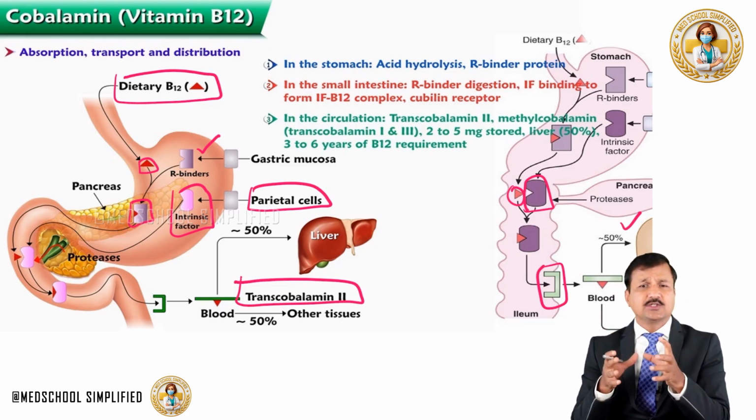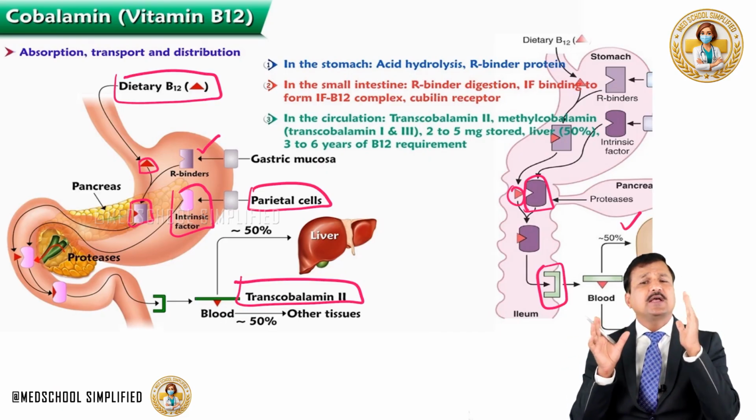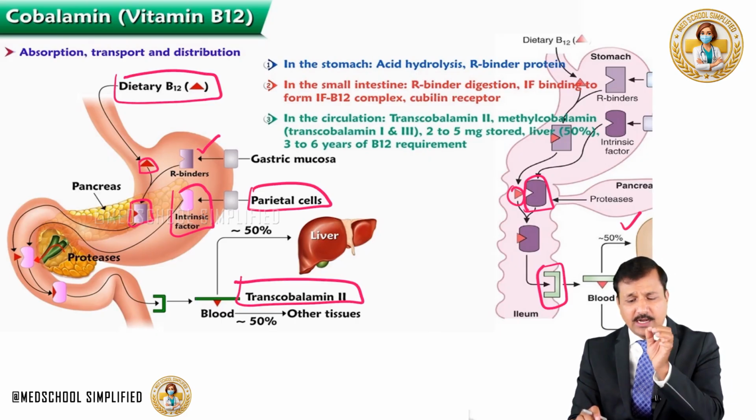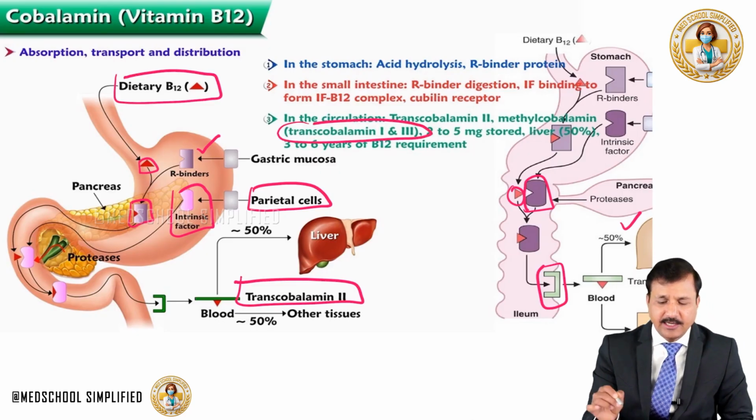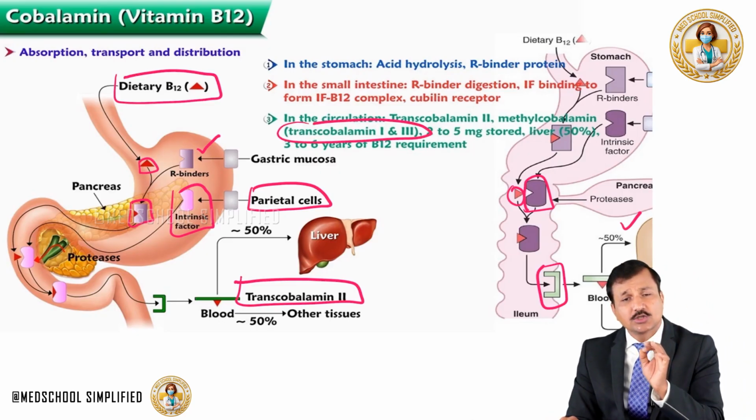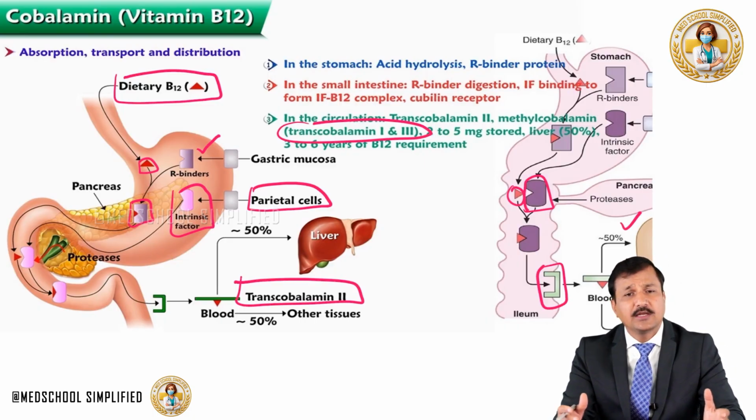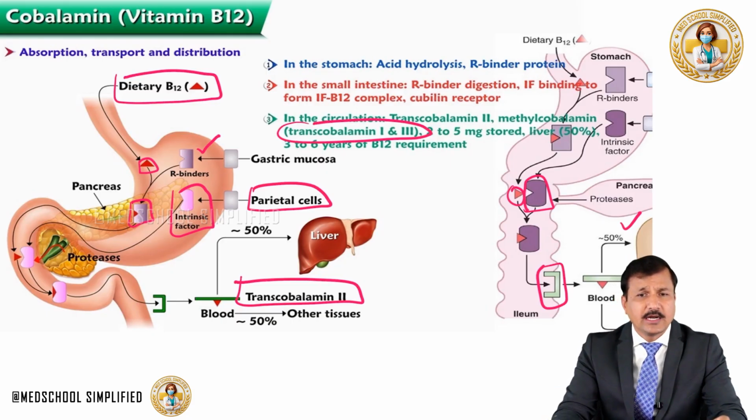Once it enters into the liver or other tissues, transcobalamin 2 is separated, and now cobalamin will bind with transcobalamin 1 and transcobalamin 3. Transcobalamin 1 and transcobalamin 3 are the storage proteins for cobalamin, in the form of methylcobalamin bound to transcobalamin 1 and 3.